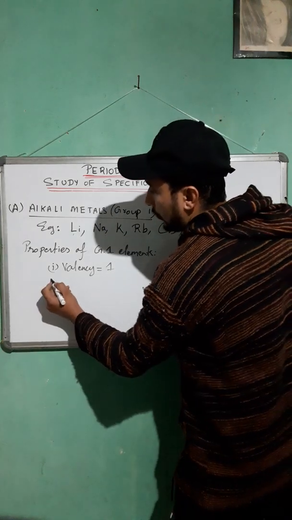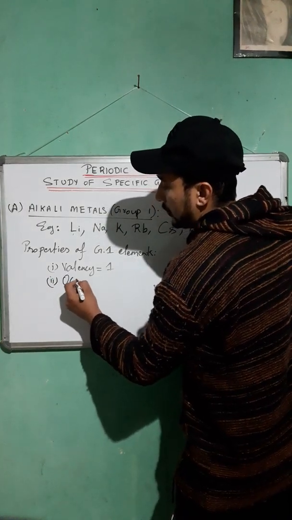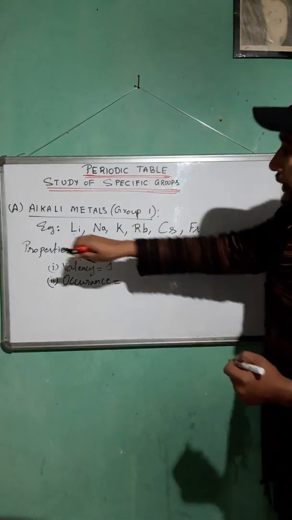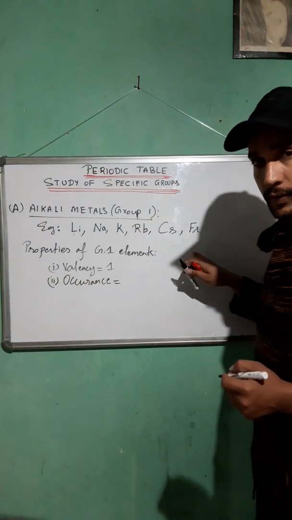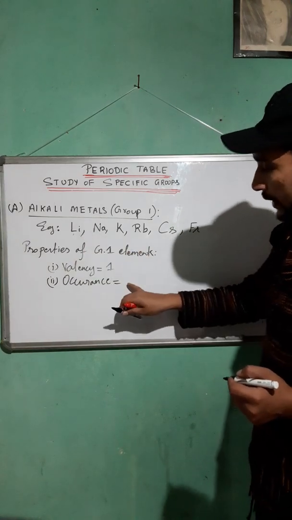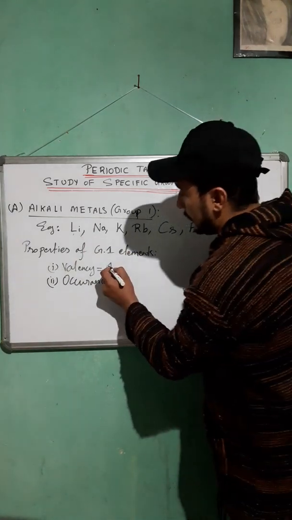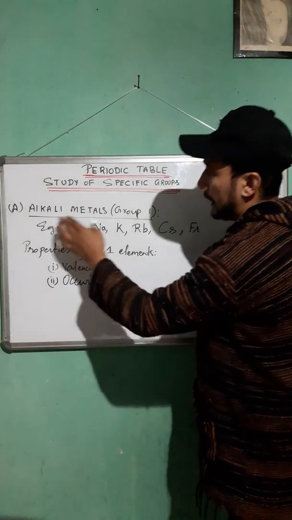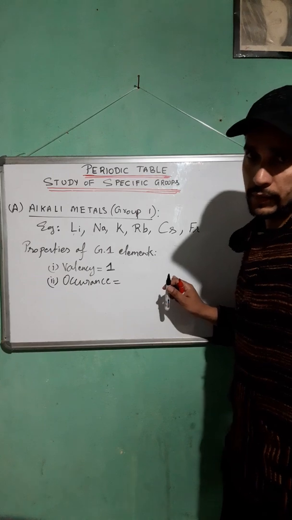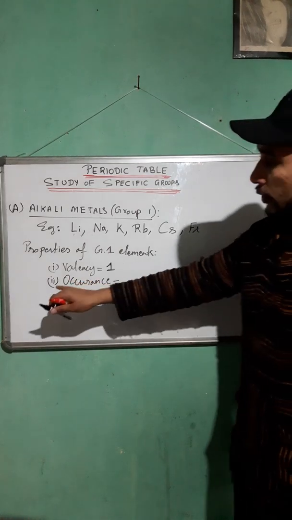Next, number 2, their occurrence. These elements are highly reactive and they do not occur in free state. You write that down. Alkali metals are highly reactive and they do not occur in free state. So that is property number 2.